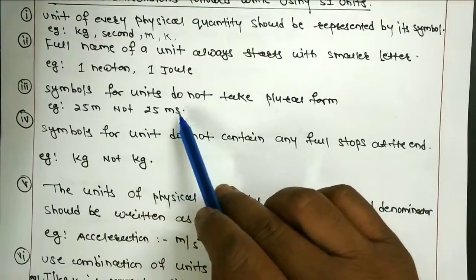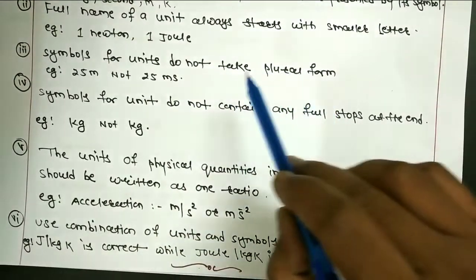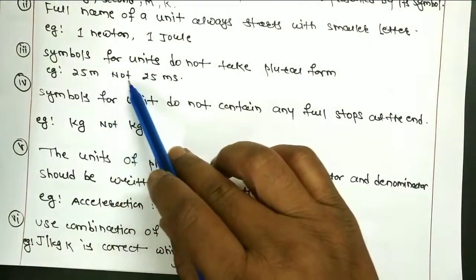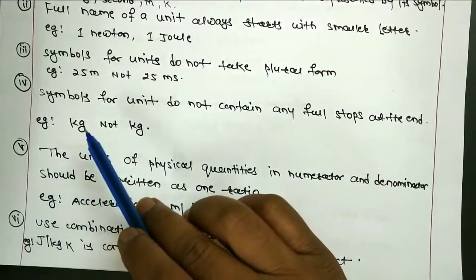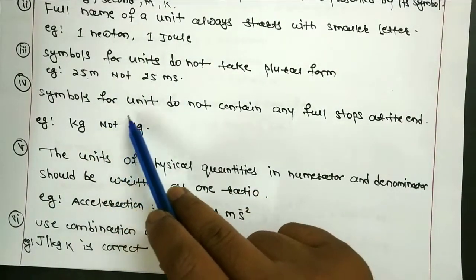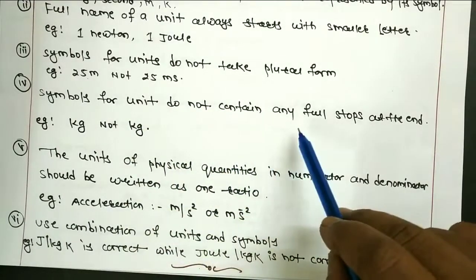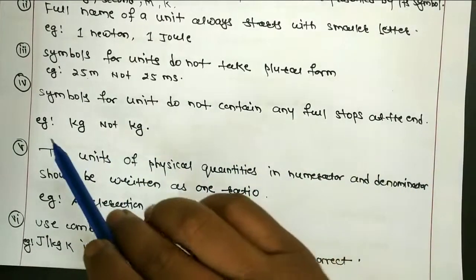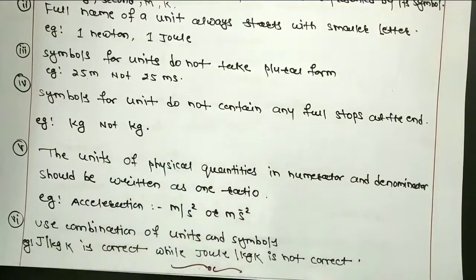Third point. Symbols for units do not take plural form. Example: 25 meter, not 25 meters. Point number 4. Symbols for units do not contain any full stop at the end. Example: kg, not kg.